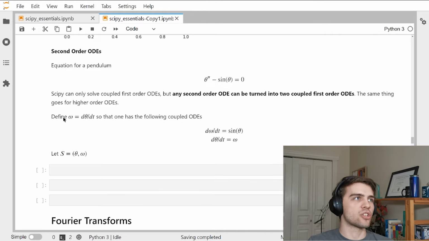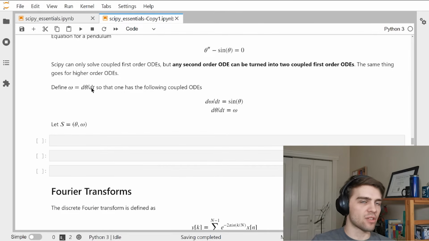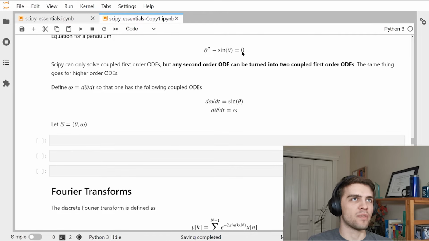And so if I define omega as d theta/dt, so I'm defining a new variable omega, right, d theta/dt, then I have the following coupled differential equations. d omega/dt is equal to sine theta, right? That's by moving sine theta to the other side. And I have the second derivative of theta with respect to time, which is just equal to the first derivative of omega with respect to time. And then d theta/dt by definition is equal to omega, right? And so these are two first order coupled ODEs.